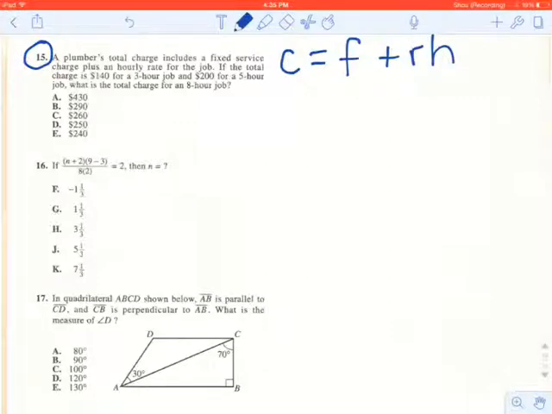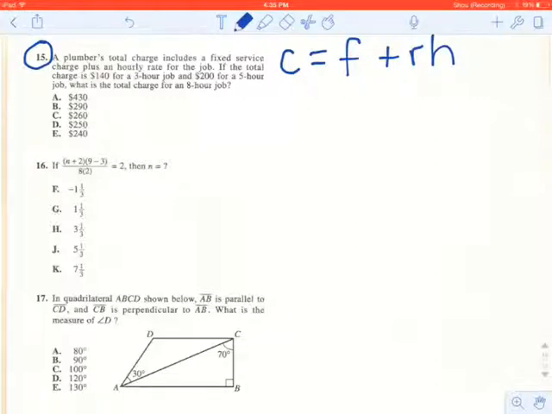Right, because if that were $10 for every hour, then that 10 will get multiplied by however many hours they're there, so they'll get paid more the more time they spend on that job. So this is our general equation that we'll use.